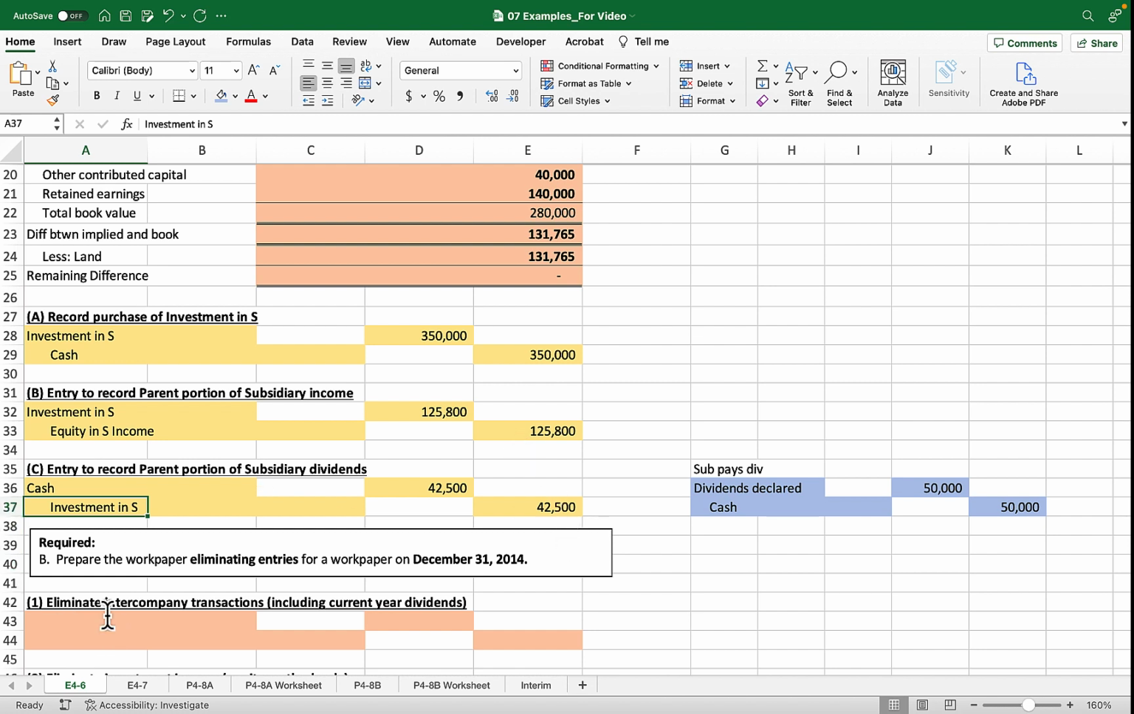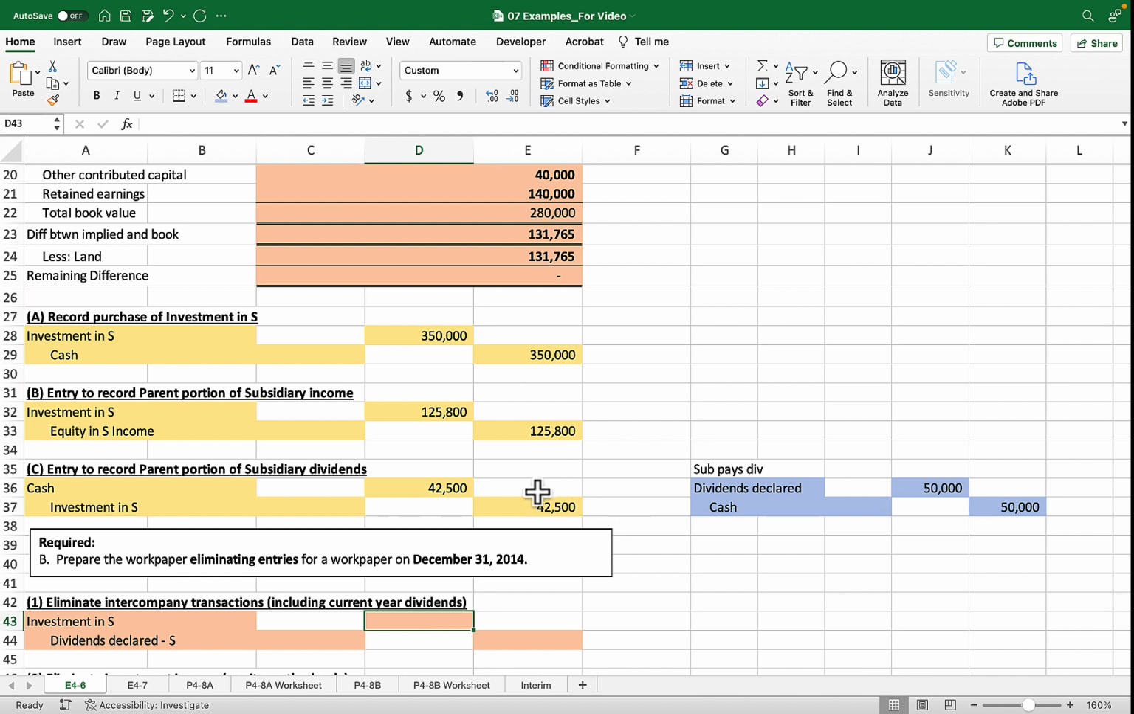So here we want to get rid of this credit to investment in S, so we're going to debit investment in S. And over here, we want to get rid of dividends declared. That was a debit, so we're going to credit it. And I'm just going to note that that's subsidiary, just to help us keep track of what's going on.